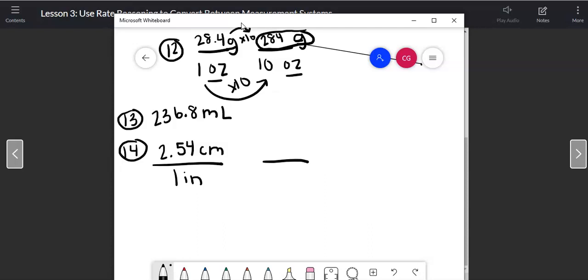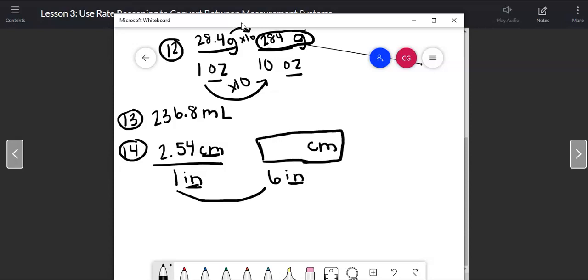And they told us that we have 6 inches. So my 6 inches is going to go on the bottom because I need to keep my labels the same. So on top I have centimeters. I'm going to label this side with centimeters and my answer will be right here. To get from 1 to 6, I'm going to multiply by 6. If I multiply by 6 on the bottom, I need to multiply by 6 on the top.